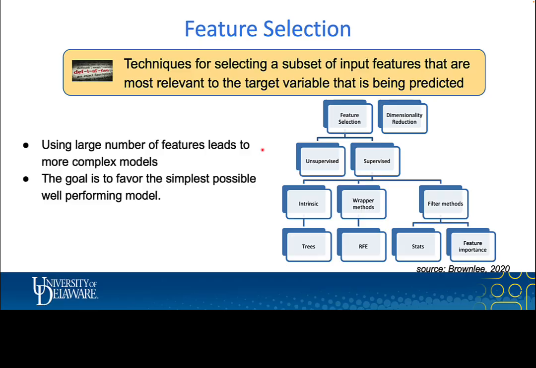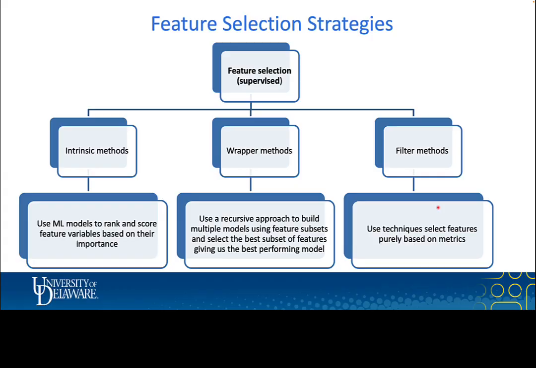The techniques are grouped into those that can be applied to supervised and those that can be applied to unsupervised learning. In the former case, there is further classification based on the models that automatically select features as part of fitting the model. Thus, these are called intrinsic models. Those that explicitly choose features that result in the best performing model are called wrapper methods. And then those that score each input feature and allow a subset of the selected features are called filter methods. Here's the definition for each.